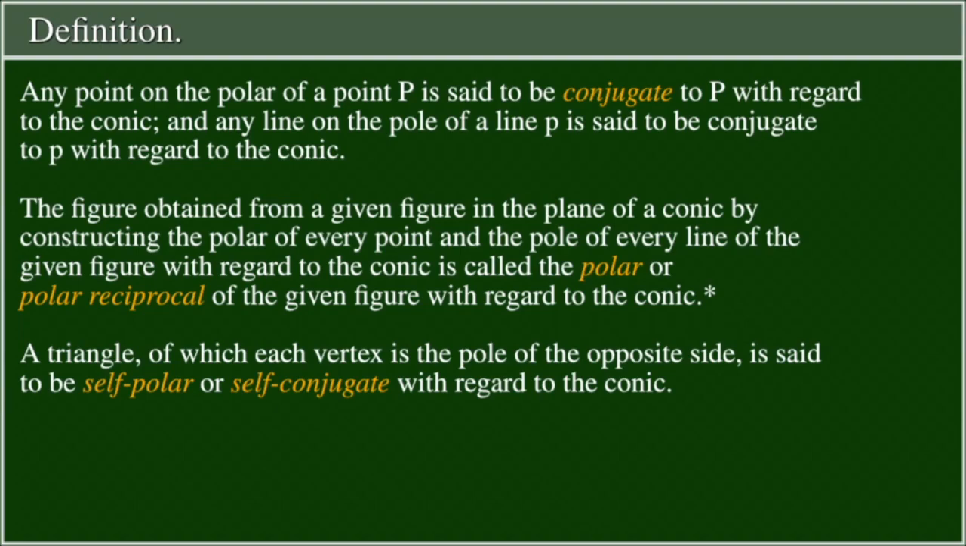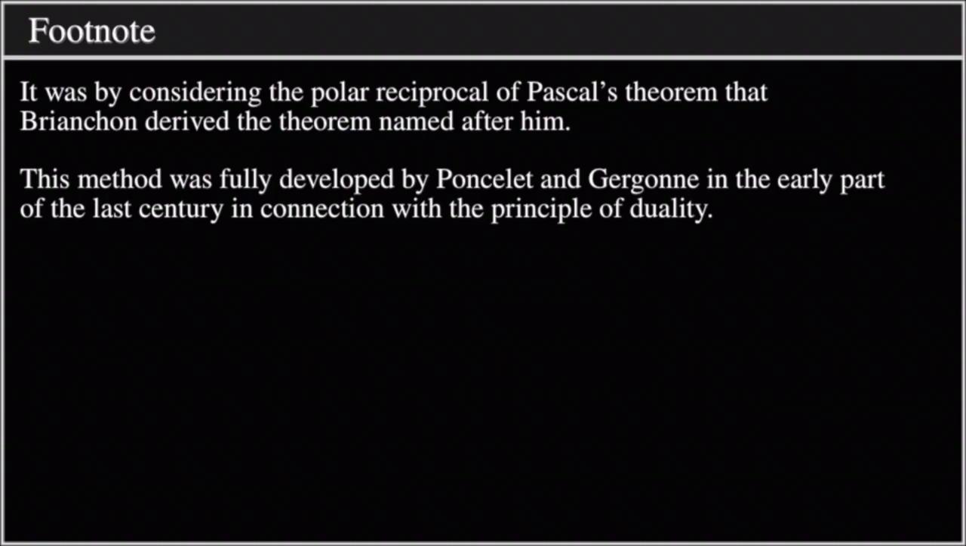A triangle, of which each vertex is the pole of the opposite side, is said to be self-polar or self-conjugate with regard to the conic. Footnote. It was by considering the polar reciprocal of Pascal's theorem that Brianchon derived the theorem named after him. This method was fully developed by Poncelet and Gergonne in the early part of the last century in connection with the principle of duality.